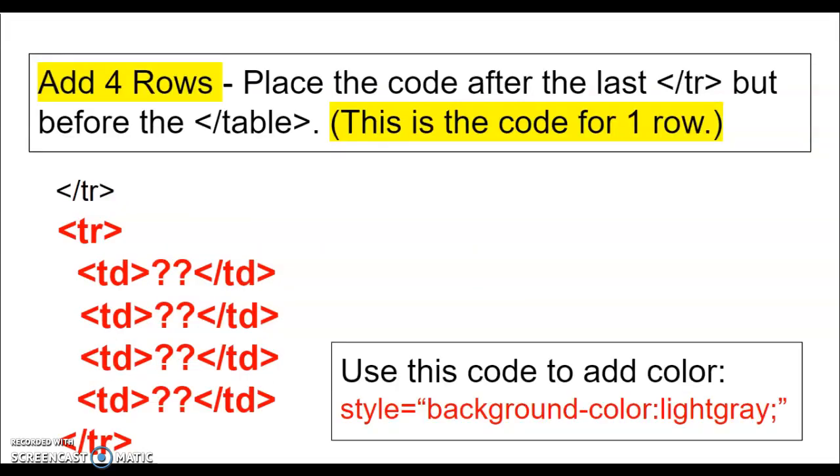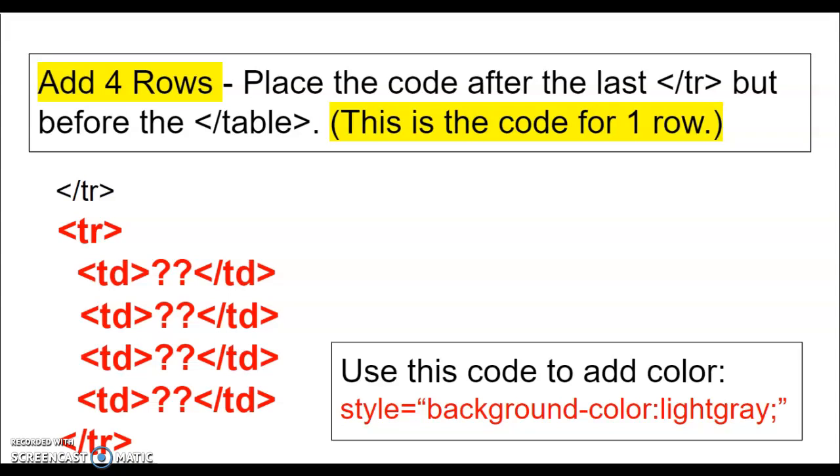Okay, so now it's important for this project that you add at least 4 rows that include table data. So when we talk about the headings, you need to have 4 things listed for each of your headings. You're going to place the code after the last closing table row tag, but it needs to be before your ending table tag. So it needs to go in between there to add your first row of table data.